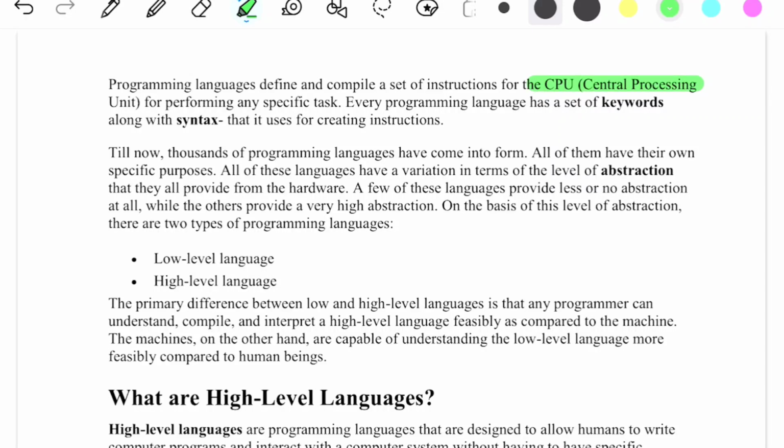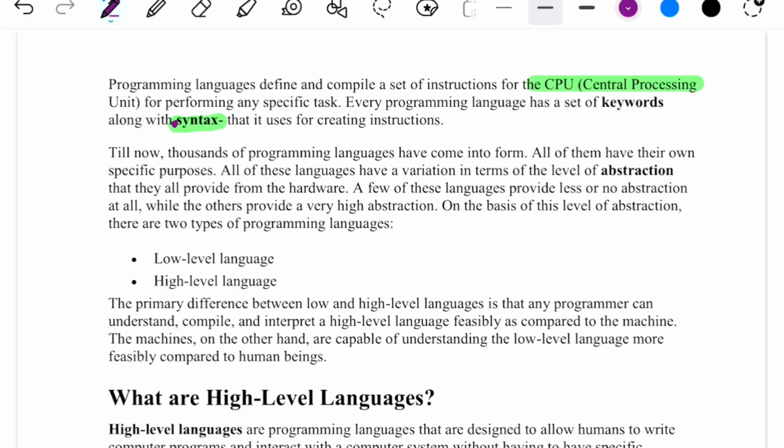Starting with programming languages. So what are programming languages? They define and compile a set of instructions for the CPU. So I want to talk to my CPU. What I need to do, I need to know the language of the CPU. So those are called programming languages. I am going to learn that language, I am going to write my instruction, give it, and the CPU will understand it and perform that task for me.